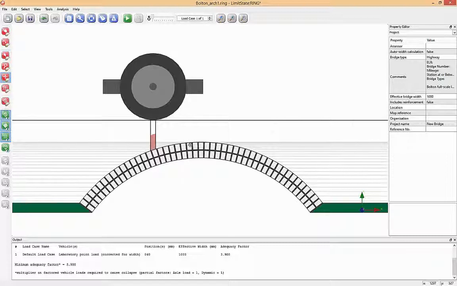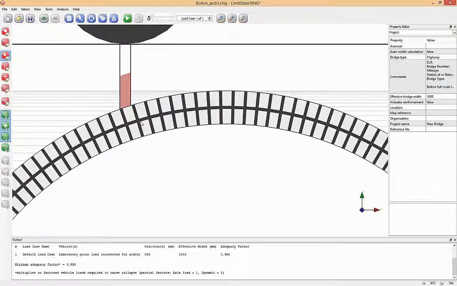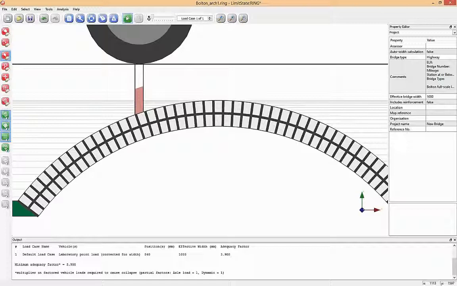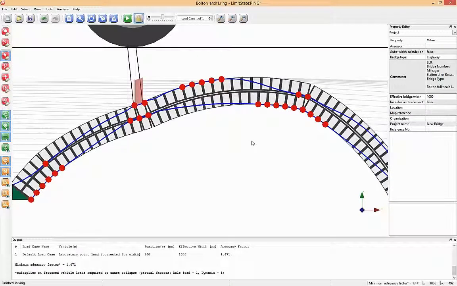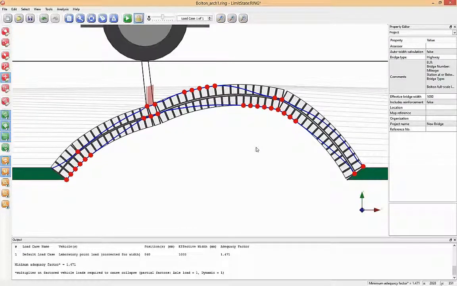And now you can see that we've got the two rings and we've also got an inter-ring join. If I click solve, then I have quite a different mode of response, and I have critically a significantly reduced adequacy factor. It's now 1.47, which corresponds to a failure load of 1.47 or about 1.5 kilonewtons, which corresponds to exactly what was obtained in the experimental test.